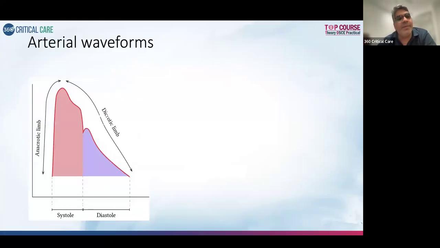So the arterial waveform has two limbs: one is called the anacrotic limb and the other the dicrotic limb. Post the systole, there is the dicrotic limb, but not exactly post systole. It is the dicrotic arch. After that, the diastole starts. When the waveform starts to fall, that's where the dicrotic phase starts.